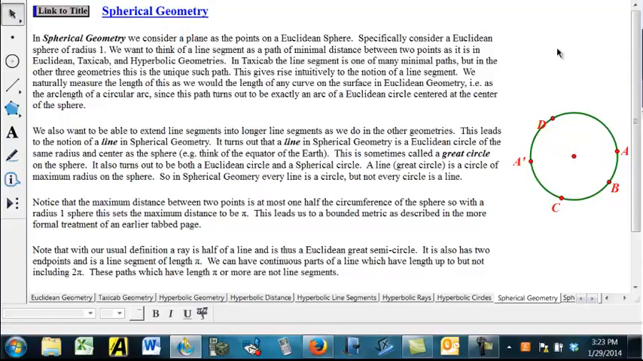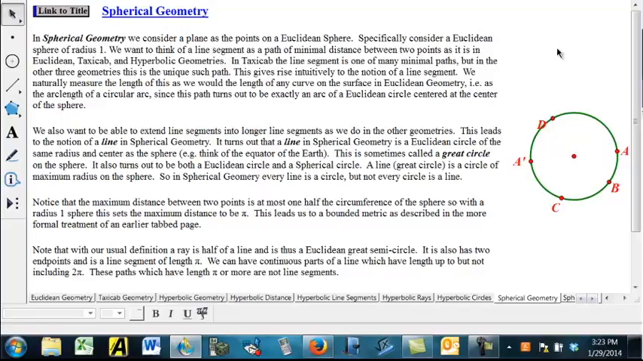It turns out to be both a Euclidean circle and a circle in spherical geometry, as well as being a line in spherical geometry. So spherical geometry has this unusual property that every line is also a circle, but of course not every circle is a line.